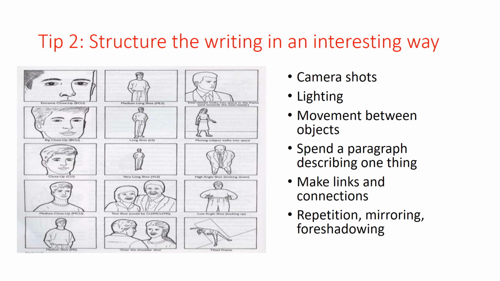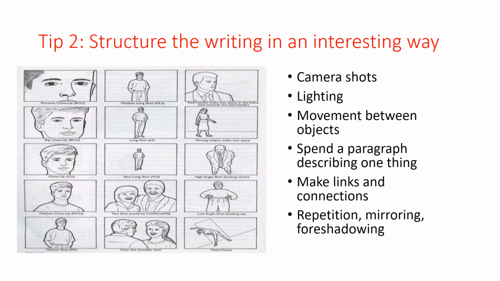So for example, if you see a reflection in the mirror, try and link it to the person, or link it into something else in the room, so that you're making interesting connections in your writing. Top tip here: repetition, mirroring and foreshadowing. We've seen those in writing, we see those in Dickens and Shakespeare, so think about how we could use those things.